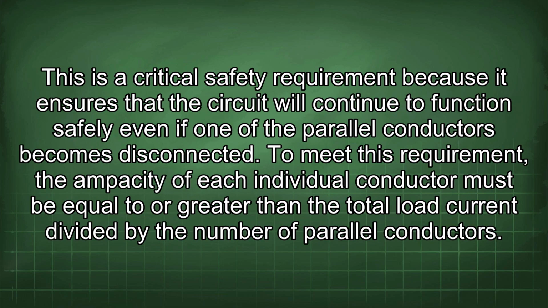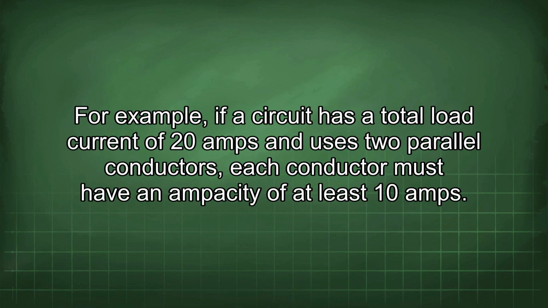This is a critical safety requirement because it ensures that the circuit will continue to function safely even if one of the parallel conductors becomes disconnected. To meet this requirement, the ampacity of each individual conductor must be equal to or greater than the total load current divided by the number of parallel conductors. For example, if a circuit has a total load current of 20 amps and uses 2 parallel conductors, each conductor must have an ampacity of at least 10 amps.